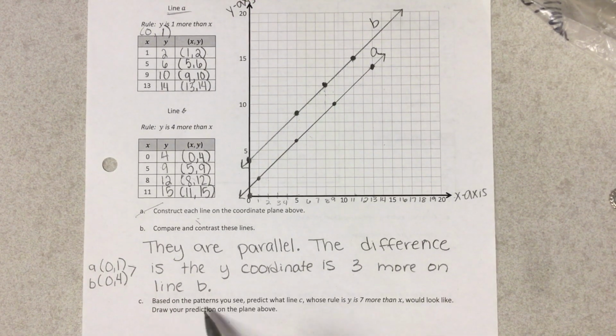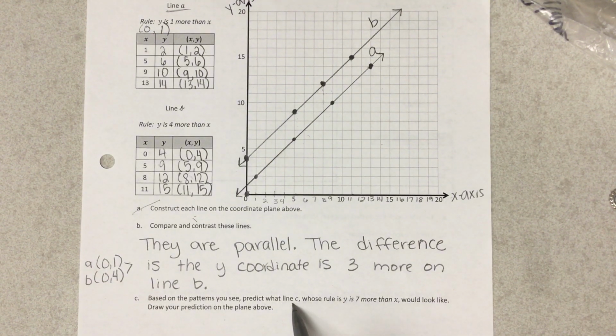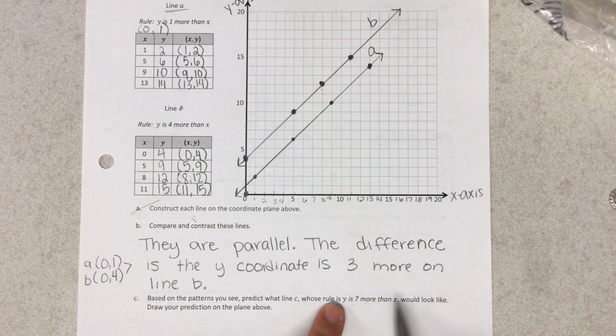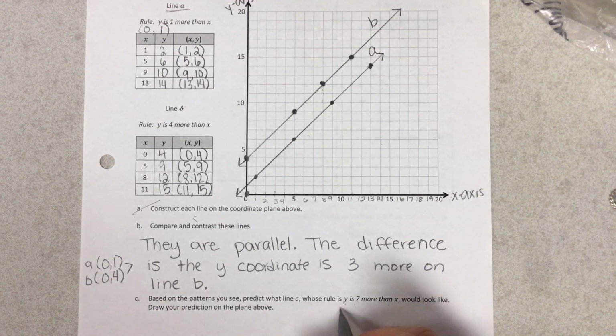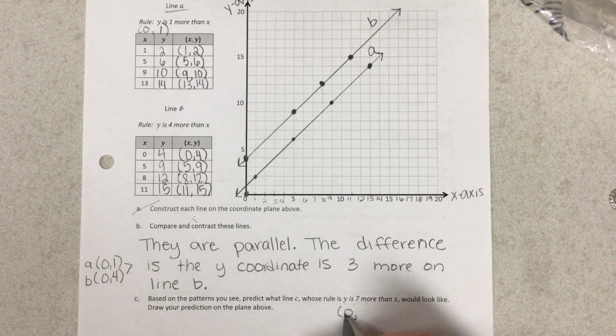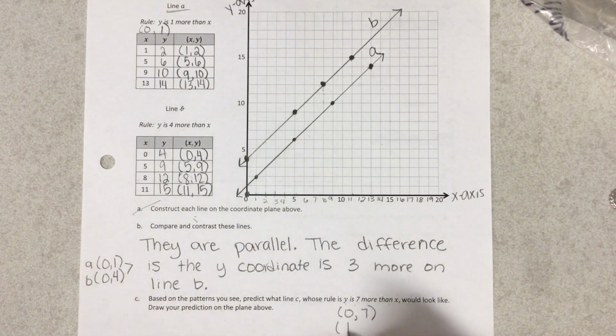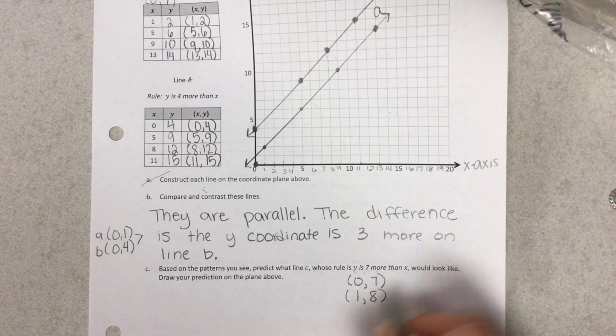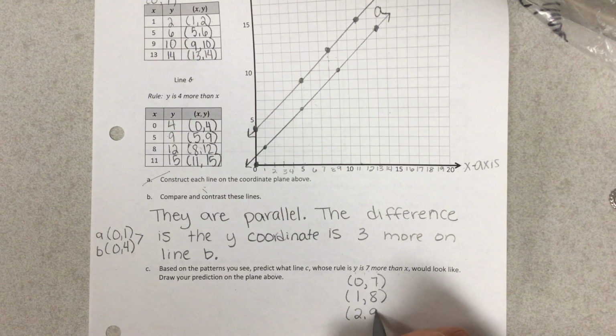Then it says, based on the pattern you see, predict what line C, whose rule is y is 7 more than x, would look like. And it says to draw your prediction. So here's the thing. If I know that y is going to be 7 more, I know I can create a 0 with a 7 because it's going to be 0, 7. I can create a 1 and then an 8 because it's going to be 7 more.